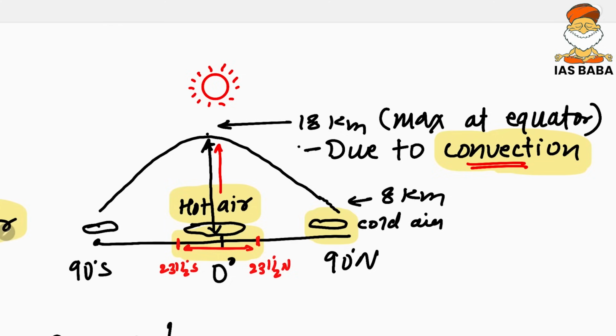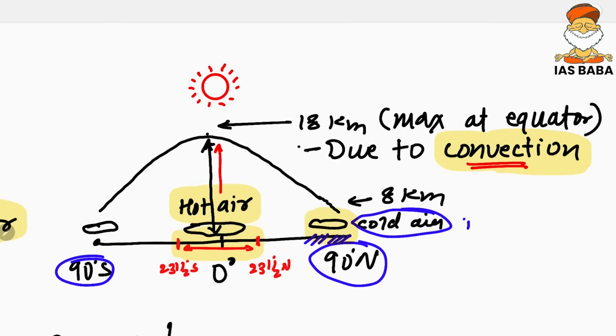Now coming to the polar region. The polar region does not receive a sufficient amount of sunlight. Because of that, the polar region surface is cold. When the surface is cold, the air above the surface is also cold. When the air is cold, it is denser, and it is not rising to a greater height. Because of that, the atmospheric thickness is relatively less.